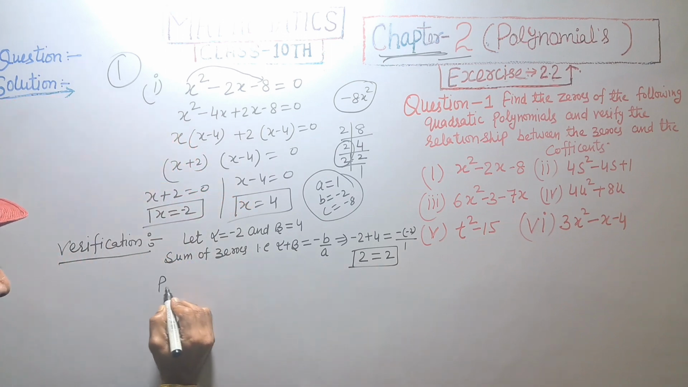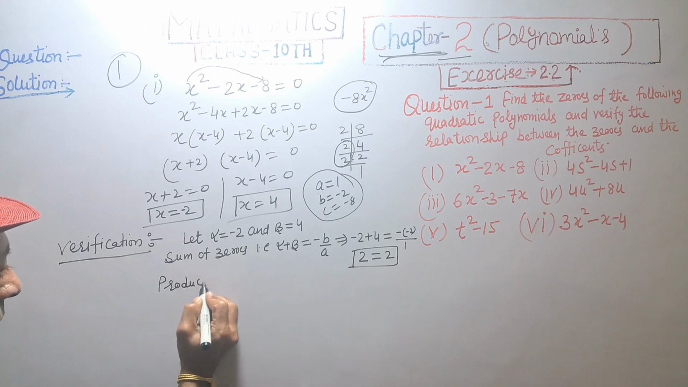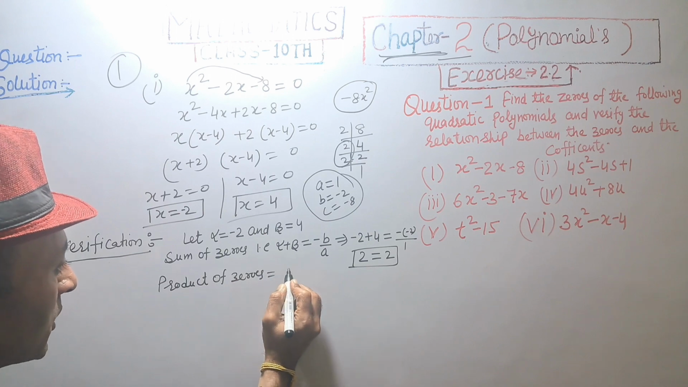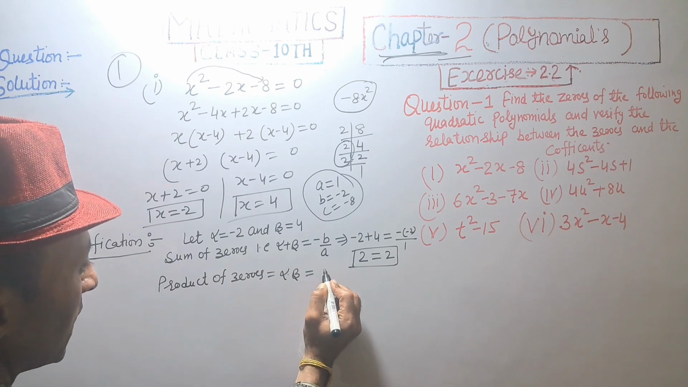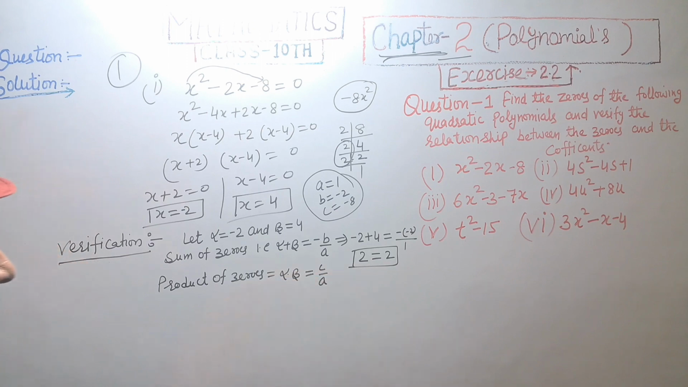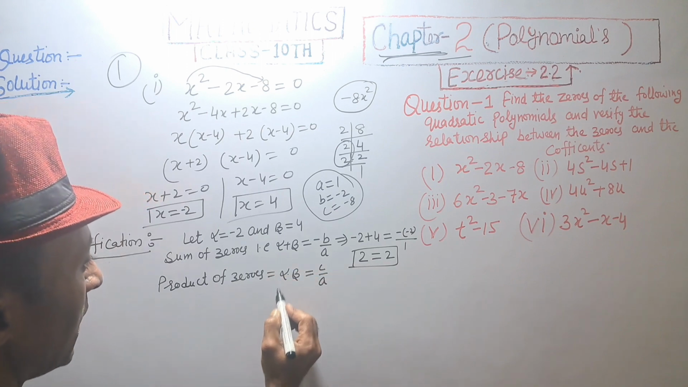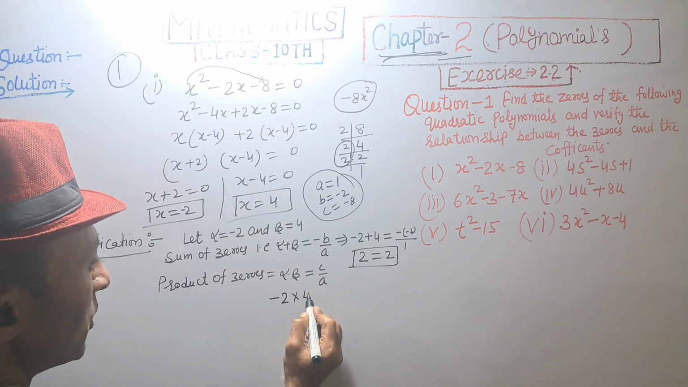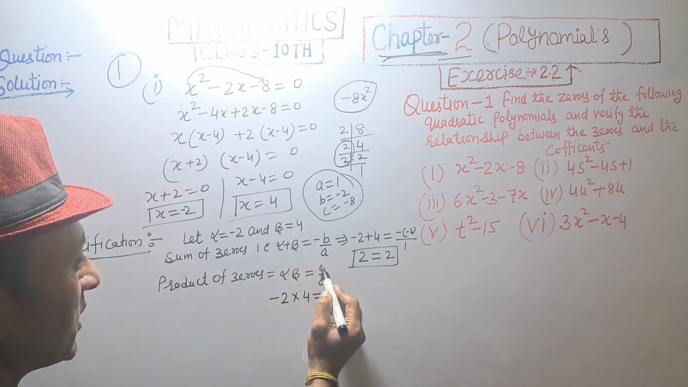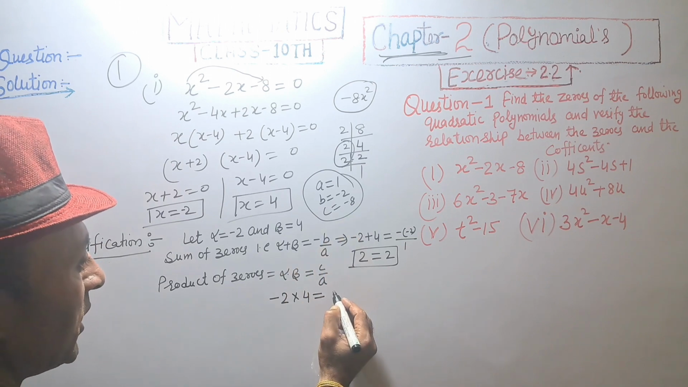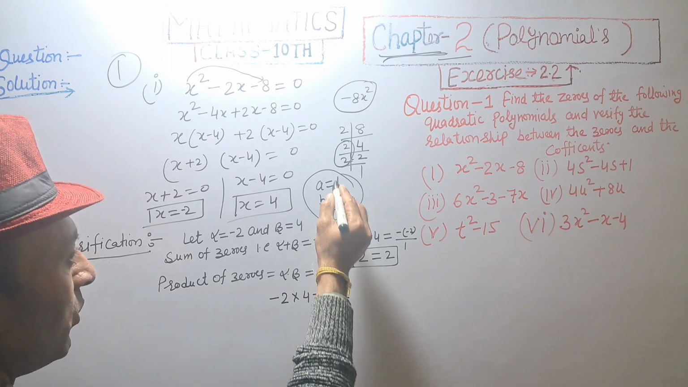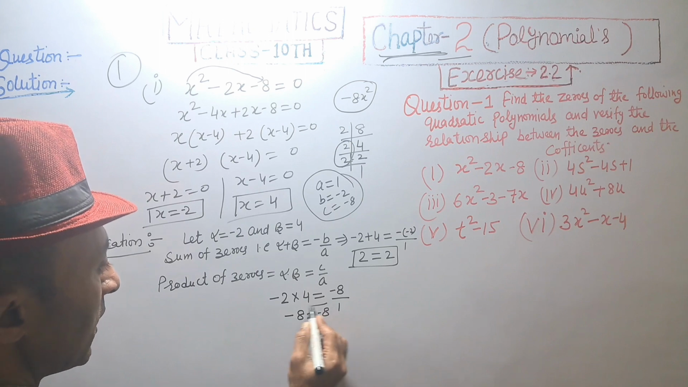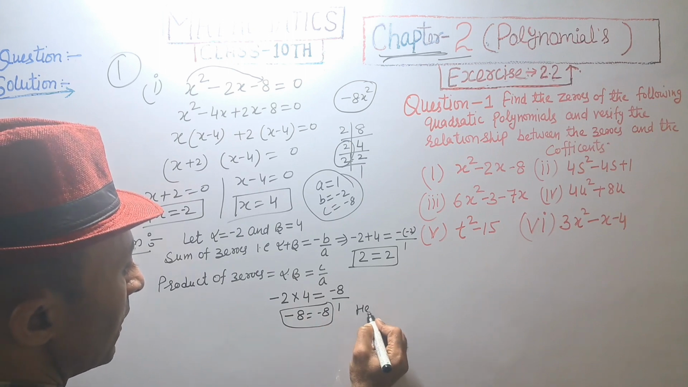And product of zeros is equal to alpha into beta, that is c upon a. Alpha into beta, alpha is equal to minus 2, beta is equal to 4, and c upon a, value of c is minus 8 and value of a is 1. Minus 8 is equal to minus 8, hence verified.